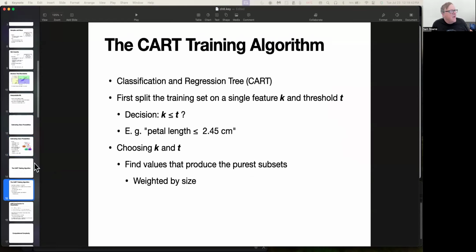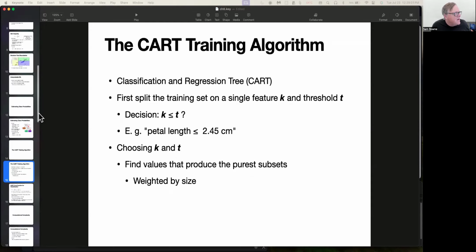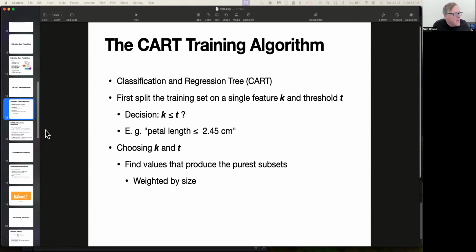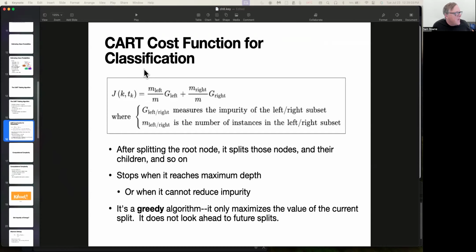All right, and so here's an algorithm called classification and regression tree. First, you split it on a single feature and a threshold t, and you can find values here that produce the purest subsets weighted by size. So you choose the parameter to use, and you choose the threshold to get the most separation between the categories in each step. And this is the mathematical cost function for that.